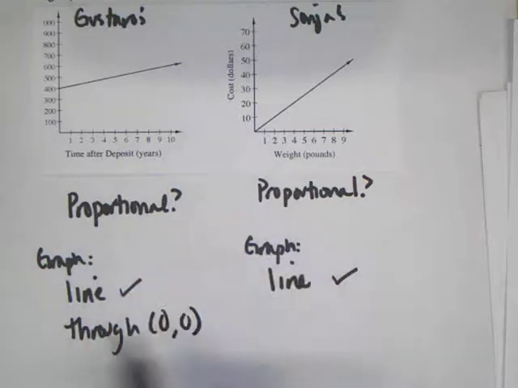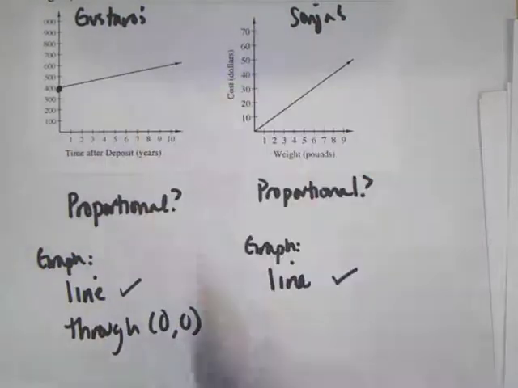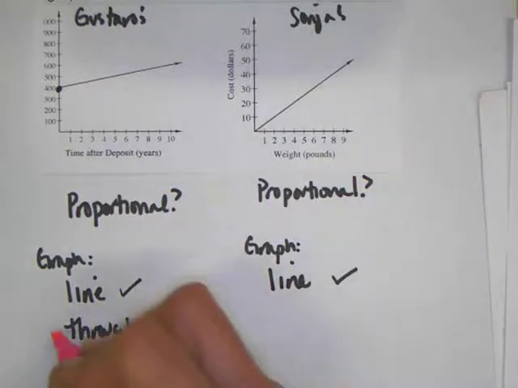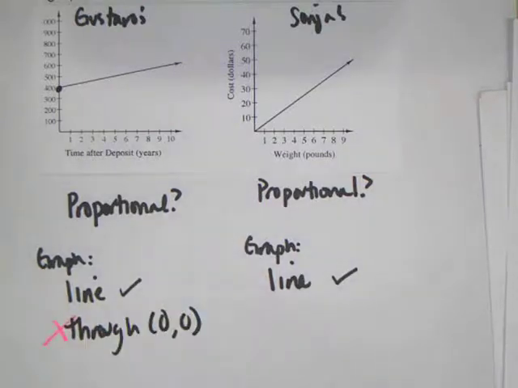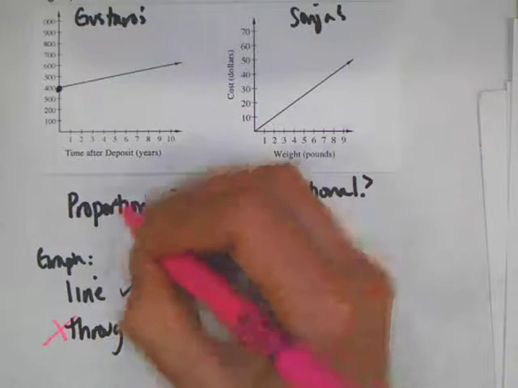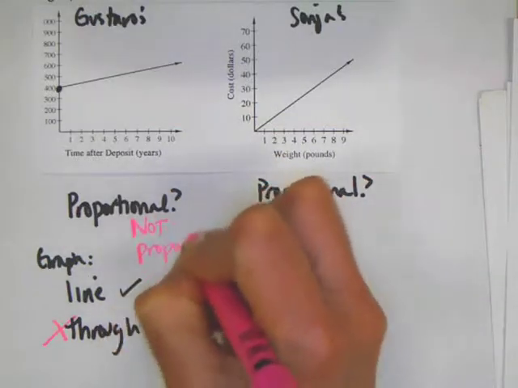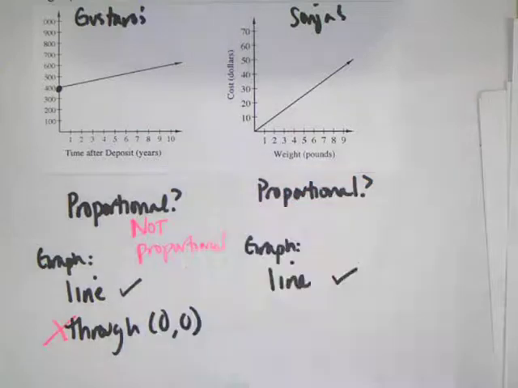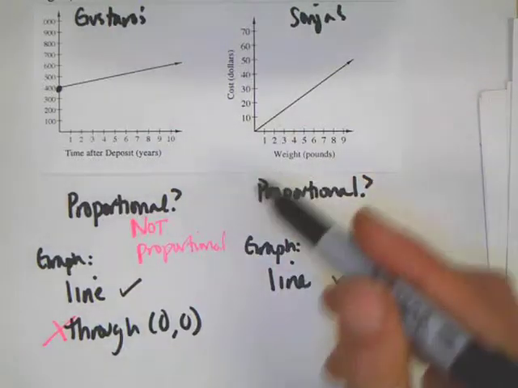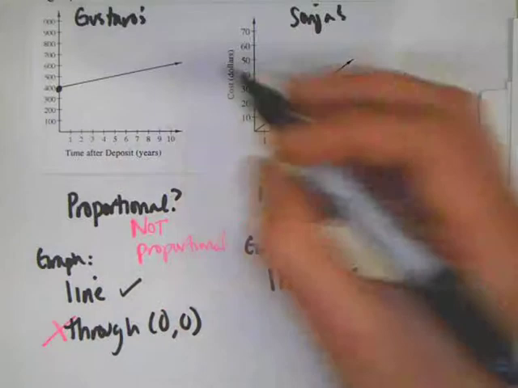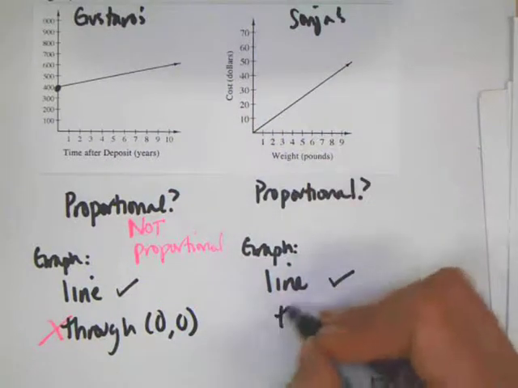So did it go through the point 0, 0? You can see that right here, it didn't start at the origin. So because it didn't start at the origin, this one is not proportional. Okay? It does grow by a certain amount each time, but it has to go through the origin.